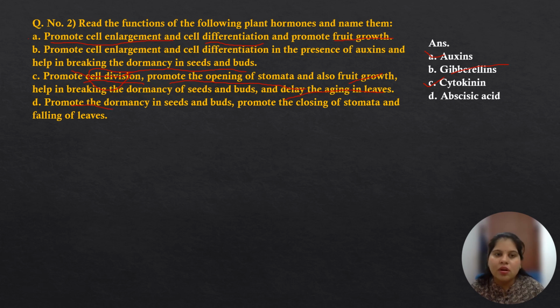D is promote the dormancy. This hormone promotes the dormancy in the seed and buds and also promotes the closing of stomata and falling of leaves. This is the function of abscisic acid. Abscisic acid is also a plant hormone.